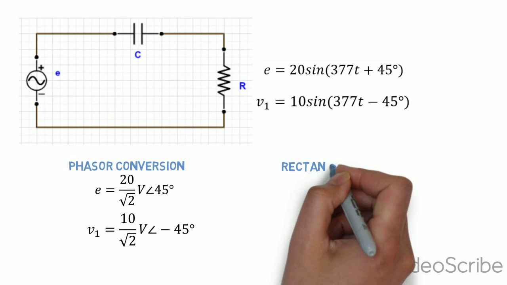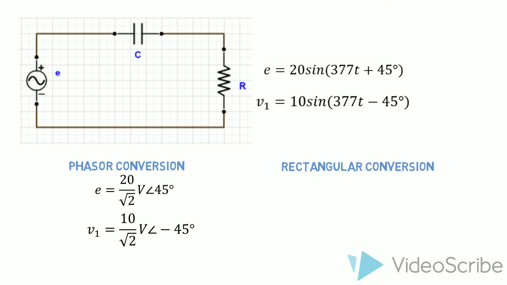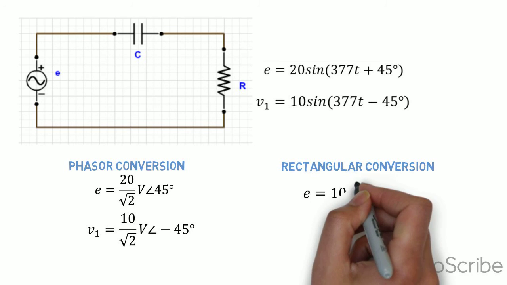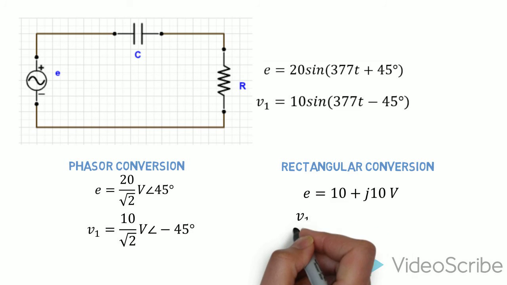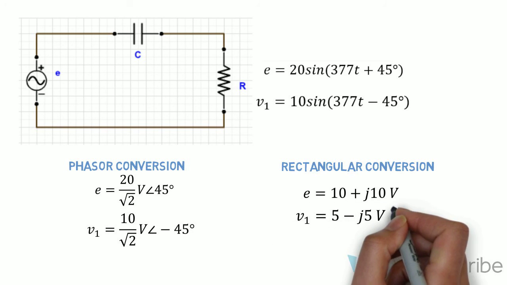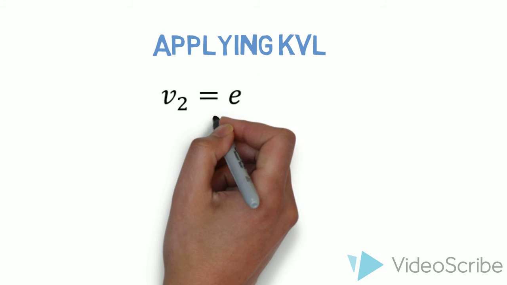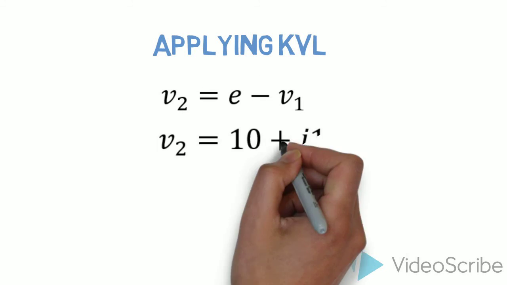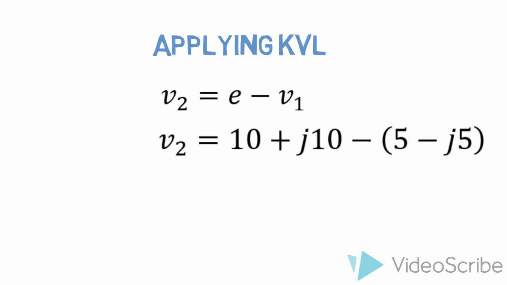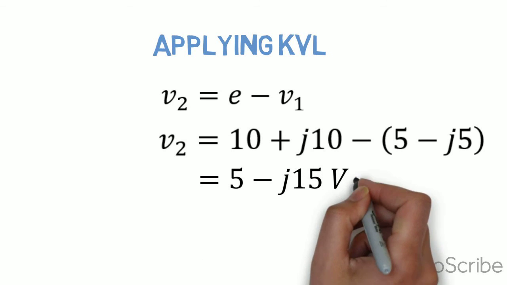Then we convert to the rectangular representation for the addition and subtraction required in KVL. The power supply becomes 10 plus j10 volts, and the capacitor's voltage becomes 5 minus j5 volts. Then we can apply KVL, which gives us this equation here. Then we can substitute in the voltages we have previously found. Then it is easy to solve, and we get 5 minus j15 volts.